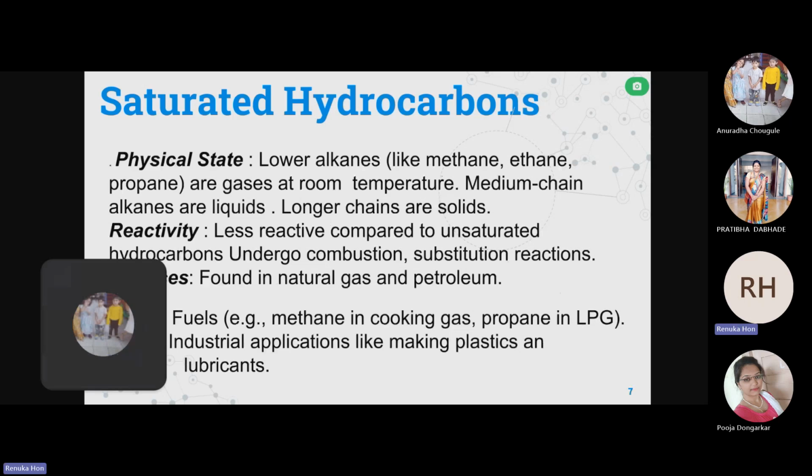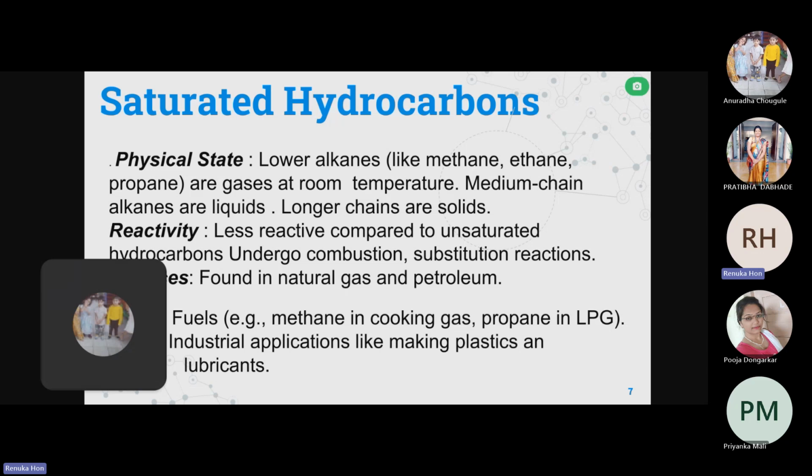Now, some properties of the saturated hydrocarbons. Physical state: lower alkanes like methane, ethane, propane are all gases, up to 3 carbons. Methane contains 1 carbon, ethane contains 2 carbons, propane contains three carbons. So they are gases at room temperature. Then medium chain alkanes are liquids, such as butane, pentane, hexane, heptane. These are liquids at room temperature. And longer chain alkanes are solids.